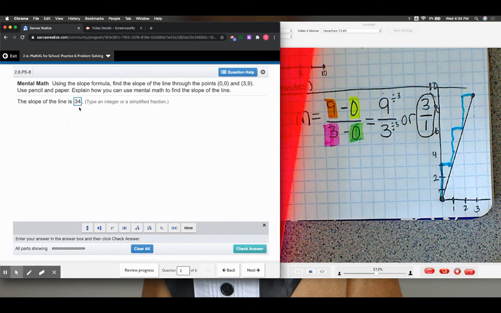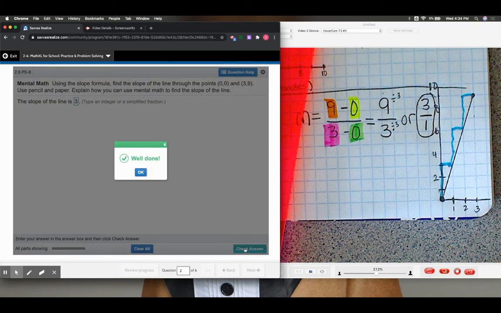They just want it 3 divided by 1, or 3 over 1 is the same as 3. They just want it like that. We had the right answer. We did everything right. They're just being picky.